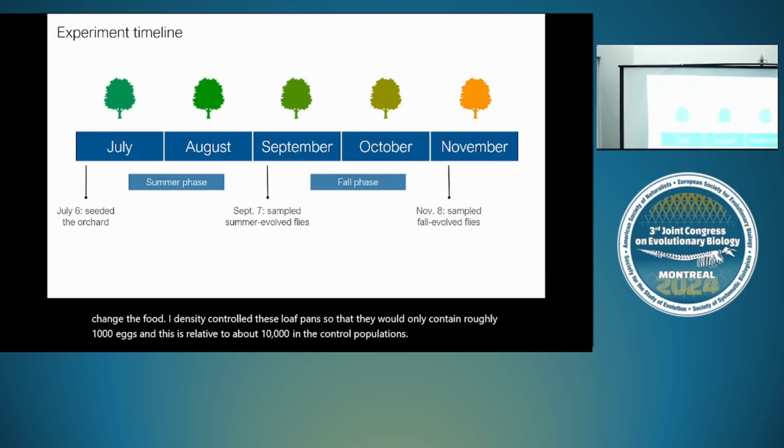So I ran this experiment from July 6th to November 8th, 2022. And I tracked evolutionary patterns across a summer phase and a fall phase by sampling flies on September 7th and on November 8th.